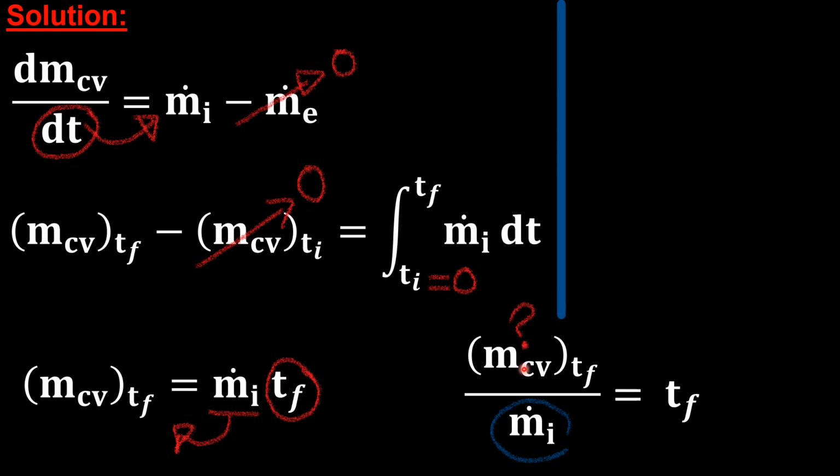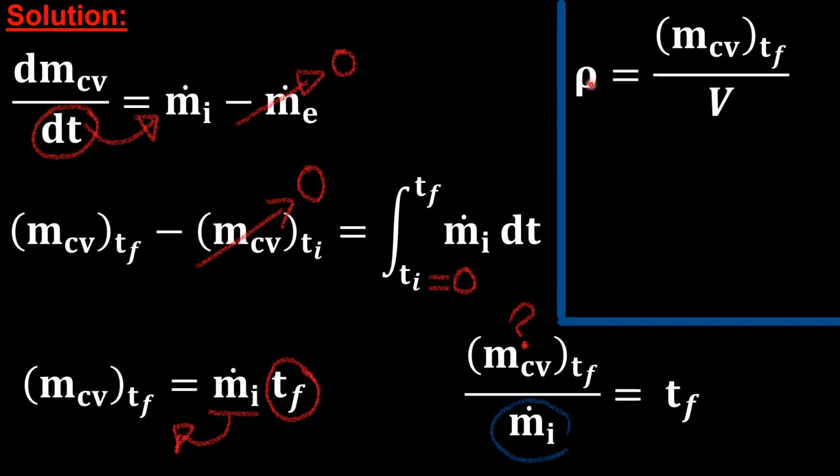Let's take a side note in here. Let's remember something important. Remember that density is the mass within the control volume at the final time over volume. So density is mass over volume. Can we find the volume? Yes. The volume equation for a cylindrical tank is pi r squared times h, where r is half the diameter and h is the length, or how long the tank is.